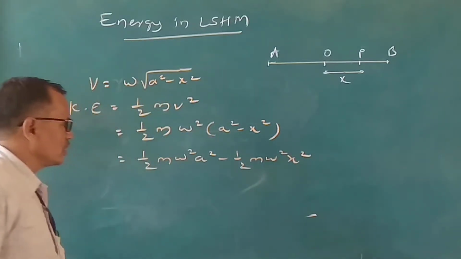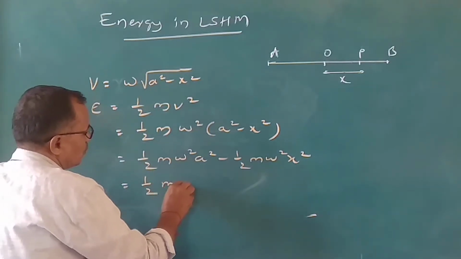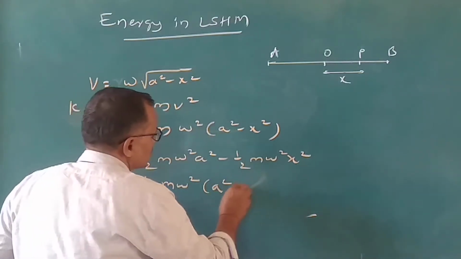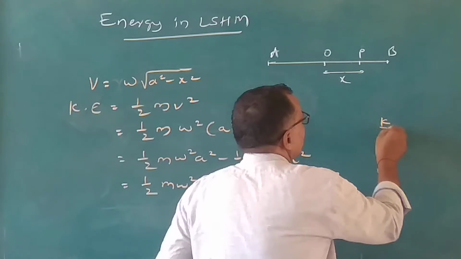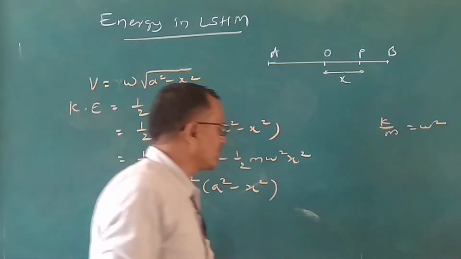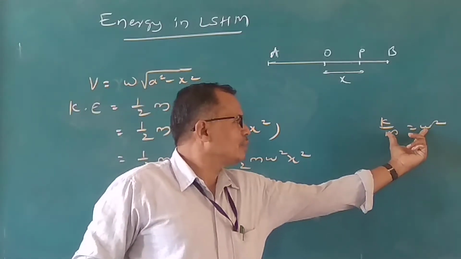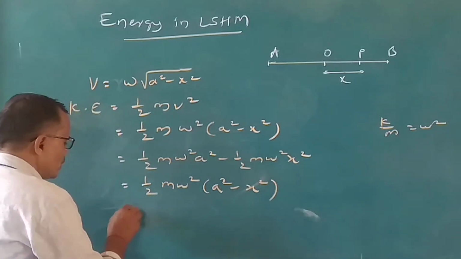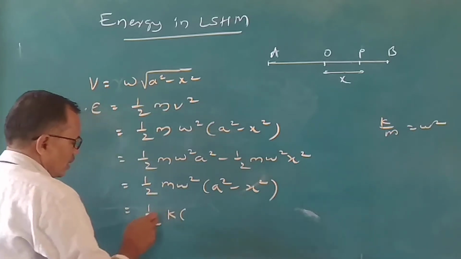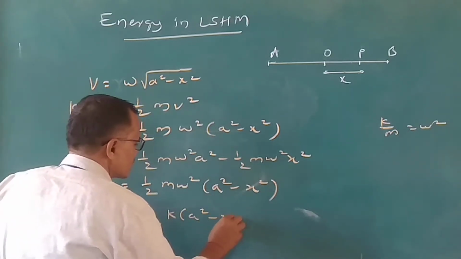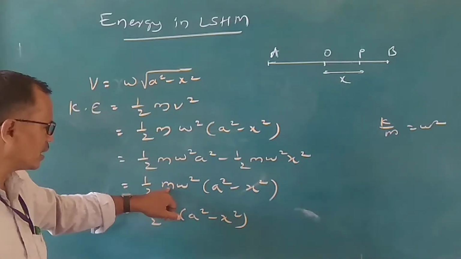Correct? Now from this equation, 1/2 m omega square is common. In bracket we can write a square minus x square. But we know that k upon m is equal to omega square, or omega square is equal to k by m. So we can write that m omega square equal to k. So it will become 1/2 k in bracket a square minus x square, where k is called the force constant. Its value is m omega square.